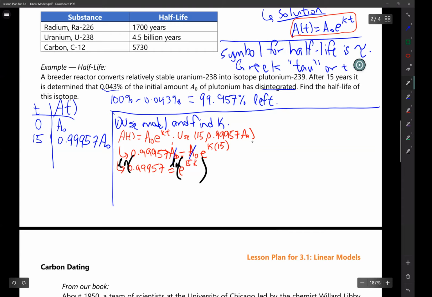I'm just going to leave it like that. Then you have ln of 0.99957 is equal to 15K, and then the last step is you divide by 15. And so K is roughly equal to, I think I found the decimal, just a second. It's roughly equal to negative 0.00002867, let's make sure I get it right, four zeros.